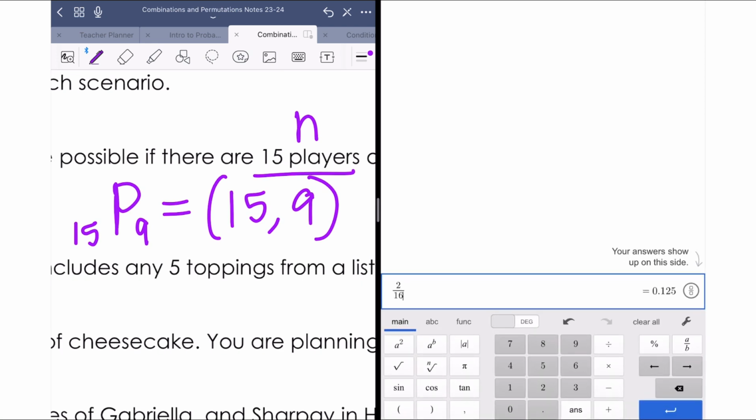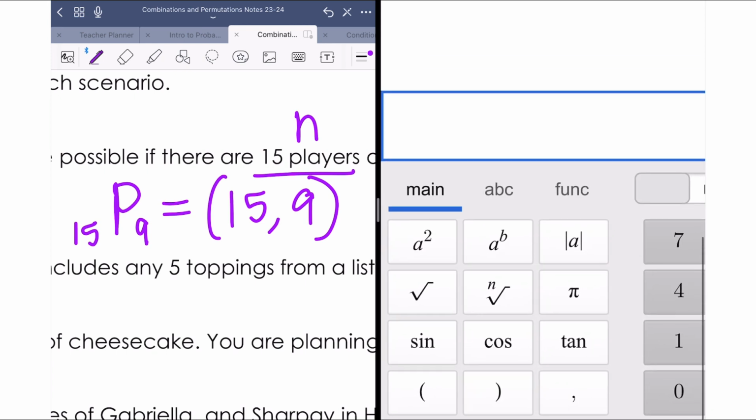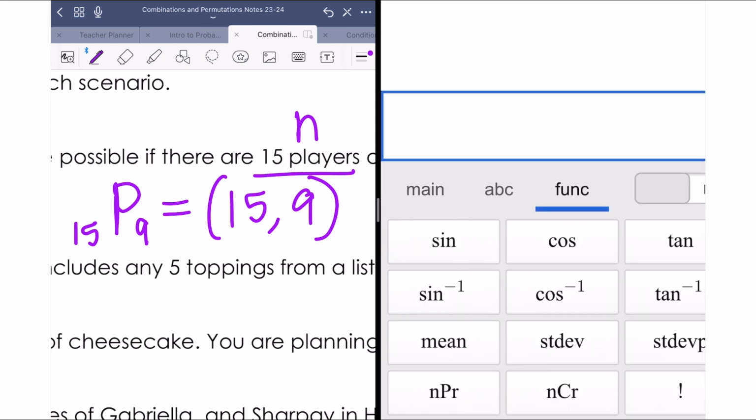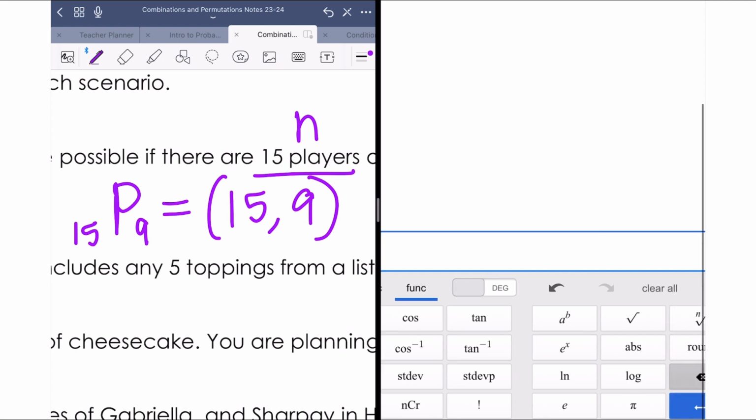Okay, so when we go to Desmos, I need you to watch clearly. You're going to go to this part of the calculator where it says function. And you're going to see it down here on the bottom left that I have it, nPr. You're going to press that button. It's going to open up the format for you. And then your numbers are 15.